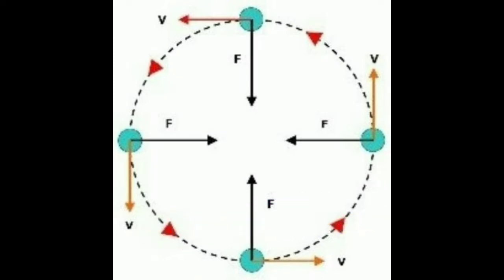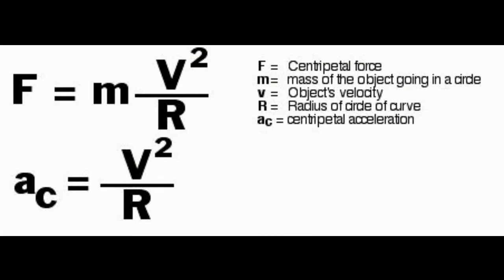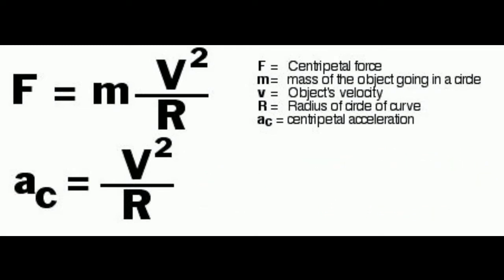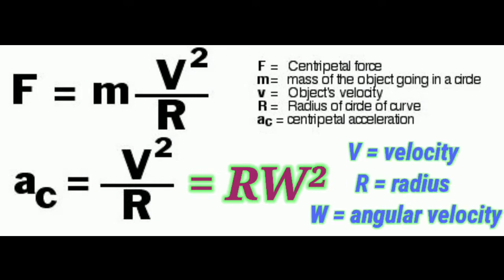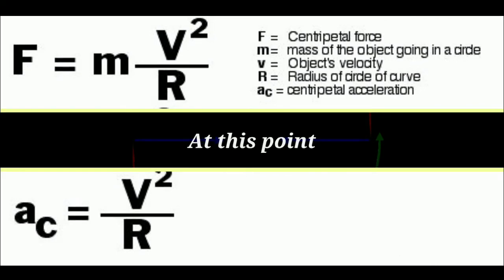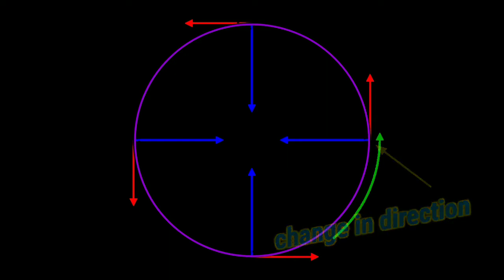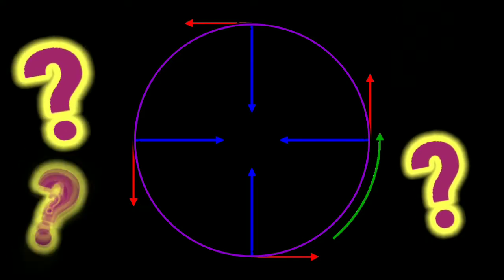And if there's an acceleration taking place due to change in direction, then it's termed centripetal acceleration, which is denoted by A sub c, in which A stands for acceleration and C stands for centripetal, or A sub r, in which A stands for acceleration and R stands for radius. Its formula is v squared divided by r, which is also equal to r omega squared, where v is the velocity, r is the radius, and omega is the angular velocity. At this point, we know that there is a centripetal acceleration in circular motion because of the change in direction. But there's gotta be some sort of force which is providing the centripetal acceleration, because this centripetal acceleration cannot come on its own, can it?